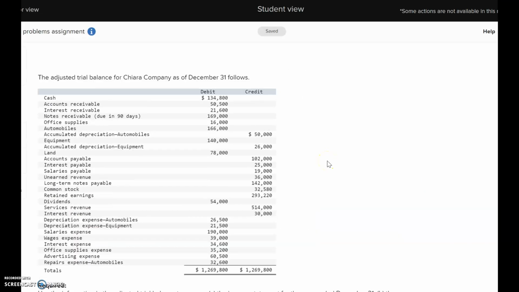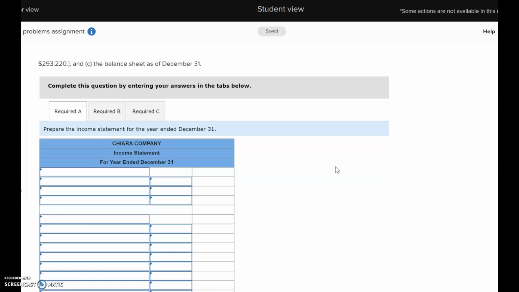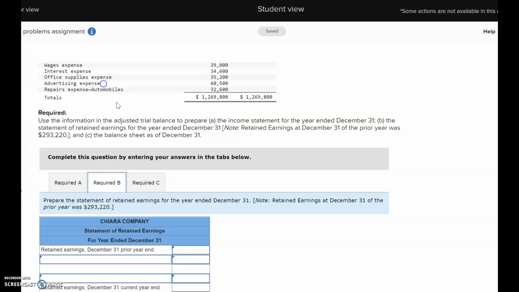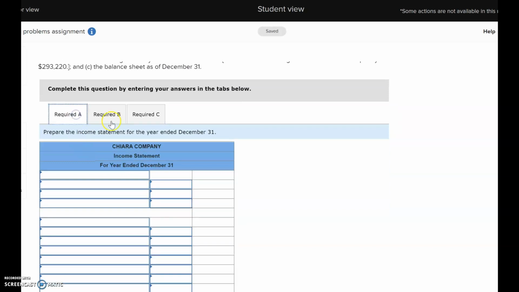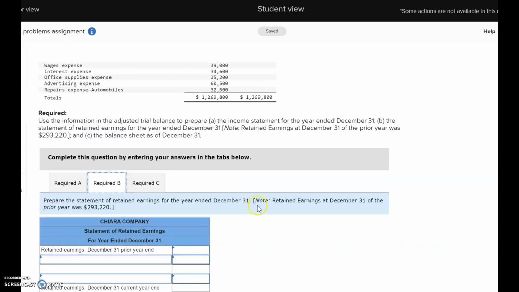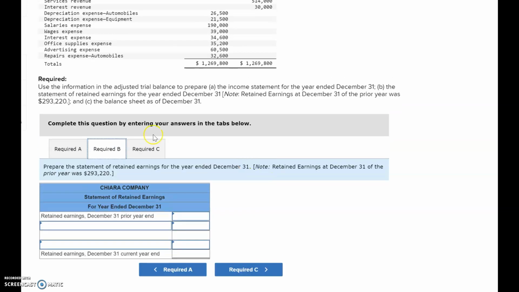Okay, and then our last problem is doing a balance sheet. So in this chapter, you're doing an income statement, a statement of retained earnings, and a balance sheet. The income statement and the statement of retained earnings are the same format as what we learned in chapter 1. Chapter 3, though, they teach you the classified balance sheet. And you can find the classified balance sheet in your textbook if you look at Exhibit 3.21.